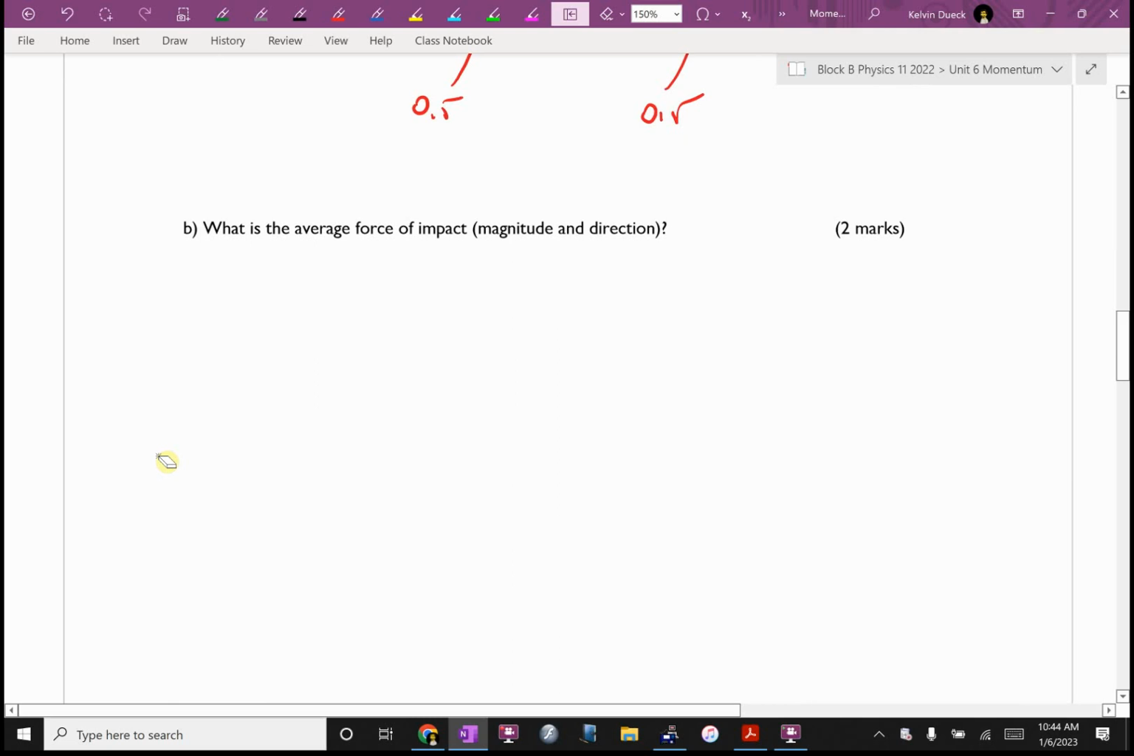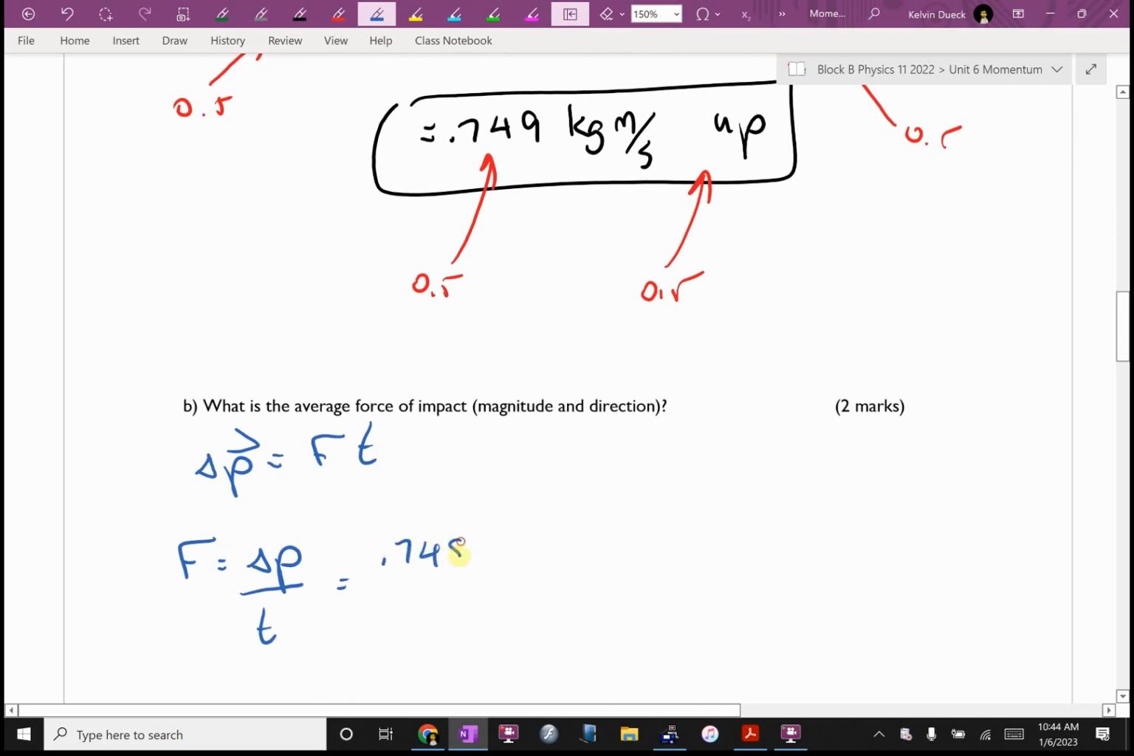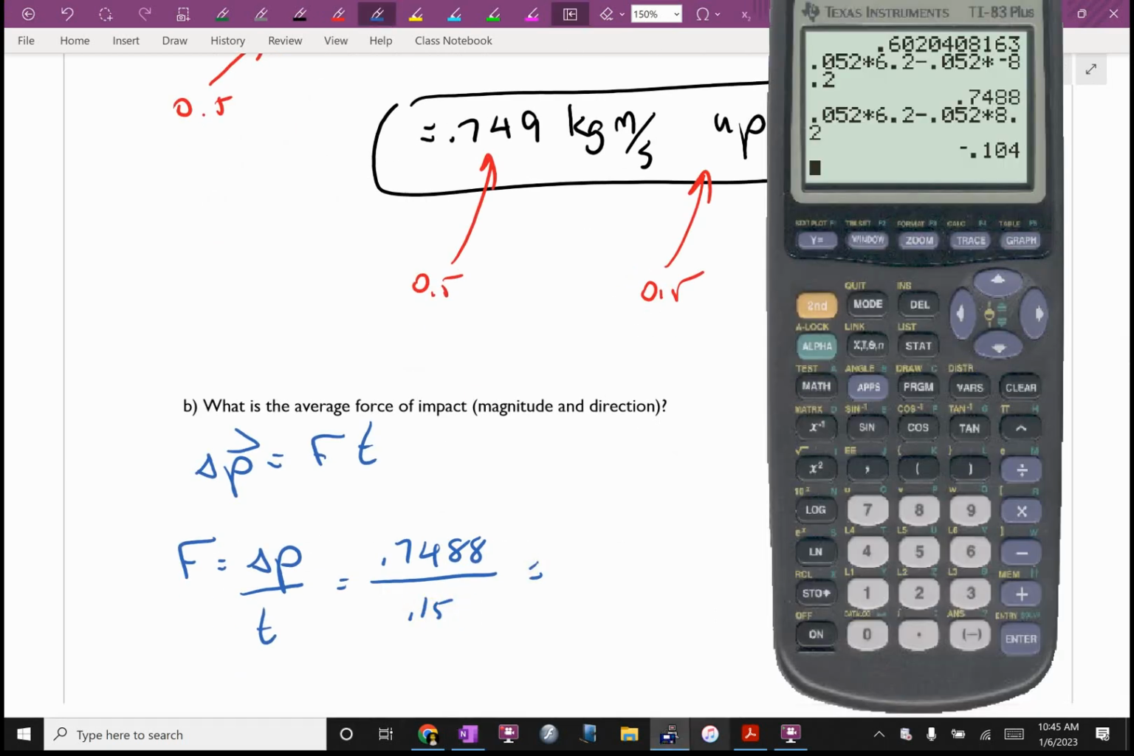Average force. Again, I have no problem if you go F equals ma, but I'm going to use the idea that impulse is also force times time. In fact, I would have jumped straight to saying force is impulse divided by time. It's 0.7488 divided by, where's time? 0.15. 0.7488 divided by 0.15. Did you get 4.99 newtons?